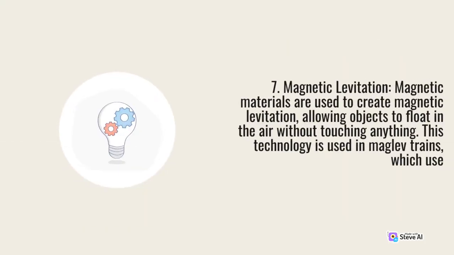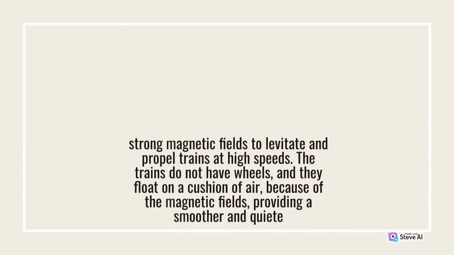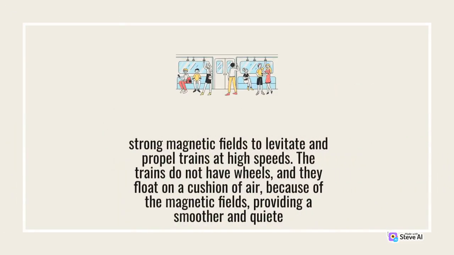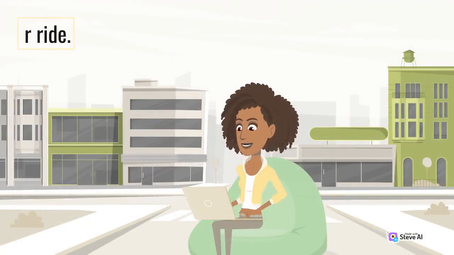7. Magnetic levitation. Magnetic materials are used to create magnetic levitation, allowing objects to float in the air without touching anything. This technology is used in maglev trains, which use strong magnetic fields to levitate and propel trains at high speeds. The trains do not have wheels, and they float above the track because of the magnetic fields, providing a smoother and quieter ride.